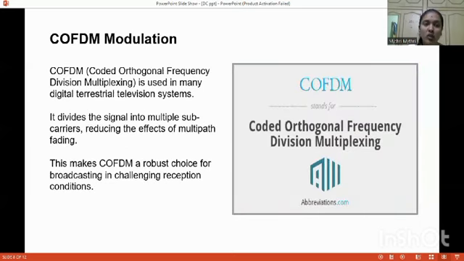COFDM modulation. COFDM, full form coded orthogonal frequency division multiplexing, is used in many digital terrestrial television systems. It divides the signal into multiple subcarriers, reducing the effects of multipath fading. This makes COFDM a robust choice for broadcasting in challenging reception conditions.